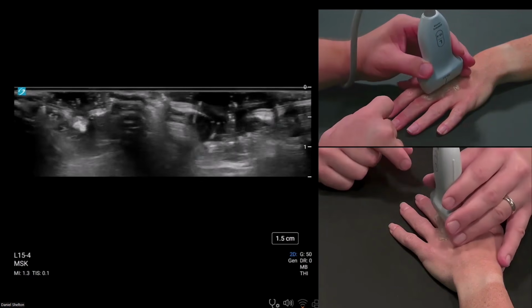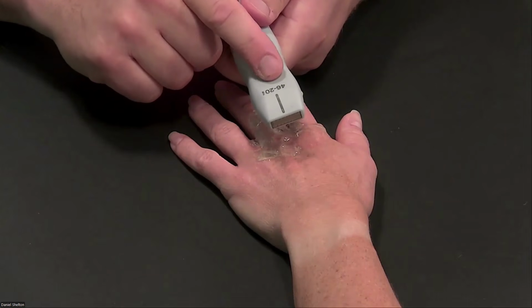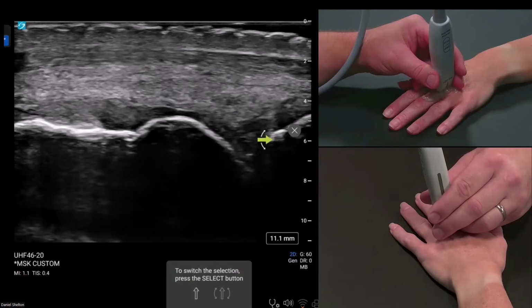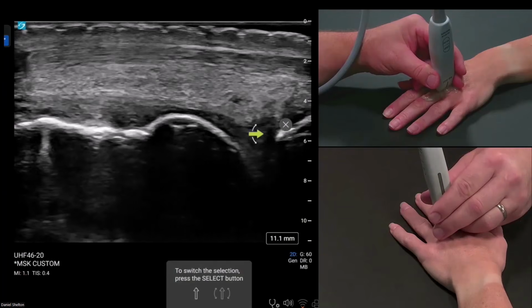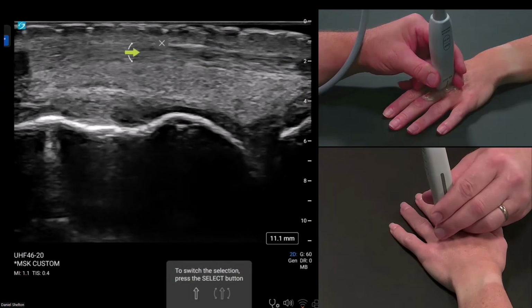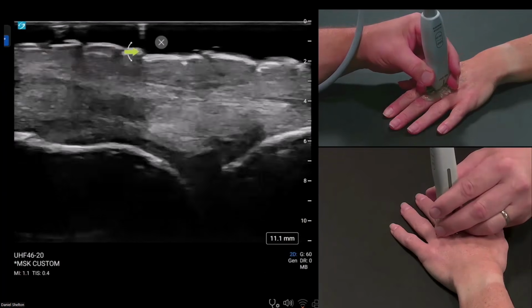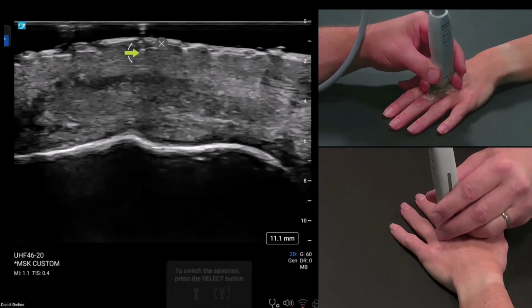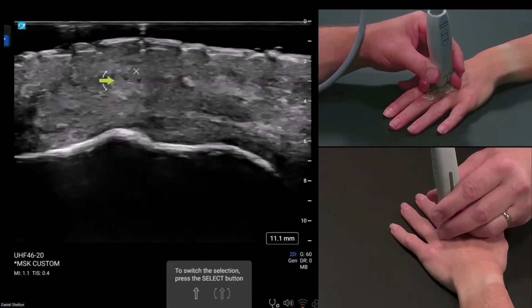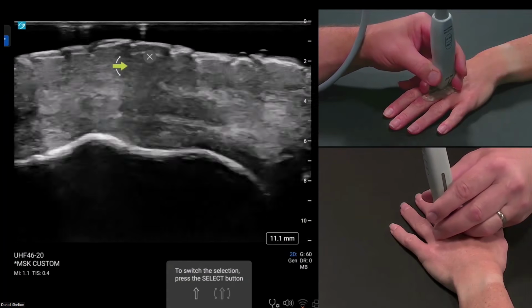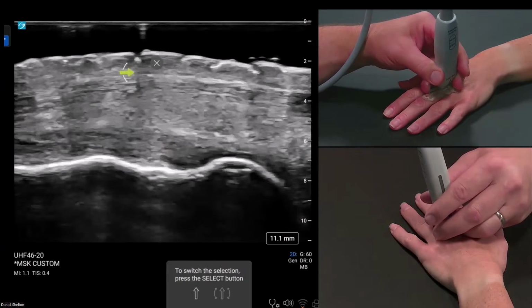I'll just switch over to the ultra high frequency. This is the ultra high frequency 46 to 20. So we have our metacarpal notch. Here's the joint. Here's that homolog. Okay, so this is the cross-sectional deep sagittal band, and this is the long axis extensor tendon. So I'm using a little bit of anisotropy here, and we can see the angle artifact that's cast off that superficial sagittal band right here.